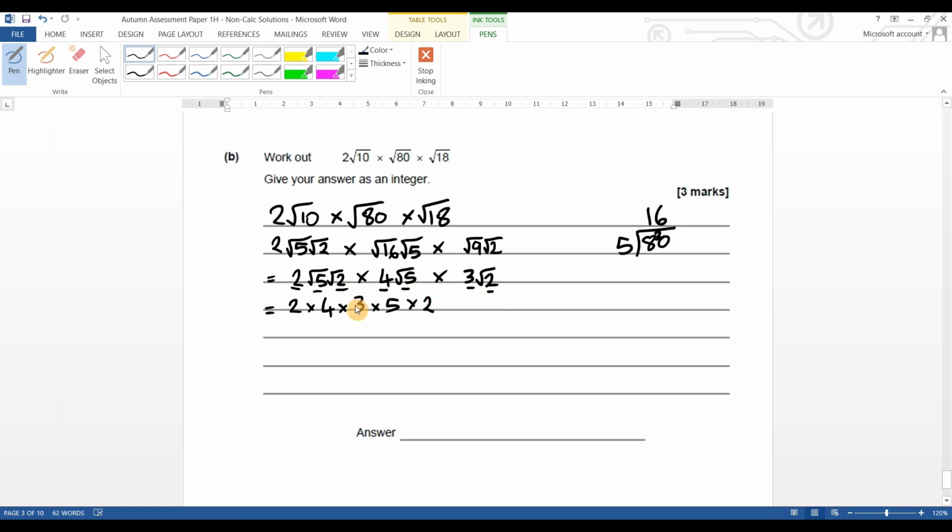So if I just work this out, this should give me my final answer. Let's do it in stages. Let's do 2 times 4, which is 8. 3 times 5, which is 15, times by 2. So technically, it is 8 times 30, which gives me 8 times 3 is 24. Add a 0 on. You're going to get 240 as your answer. So yeah, that's a really good way of doing it.